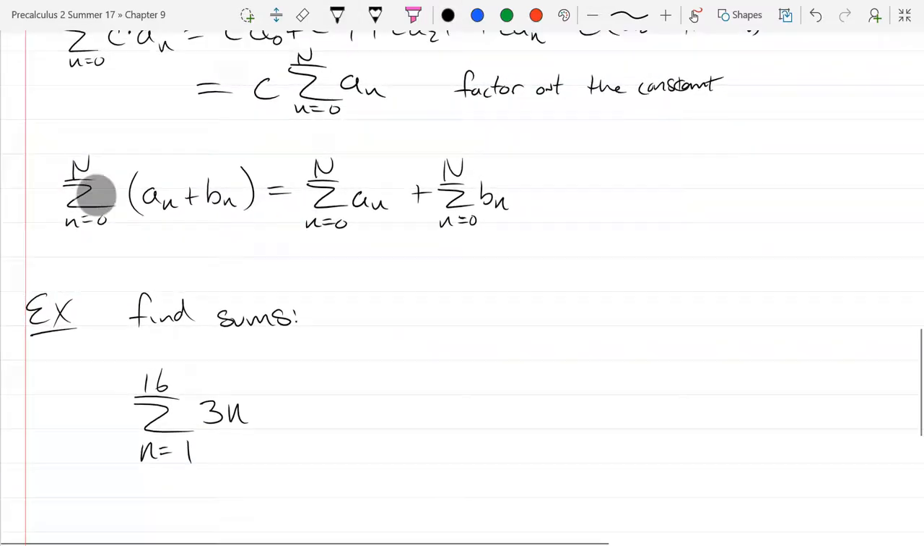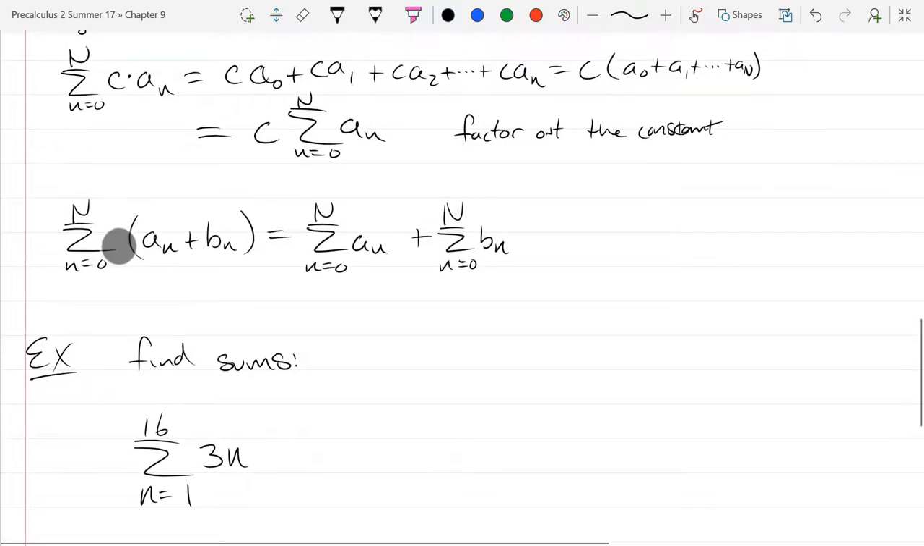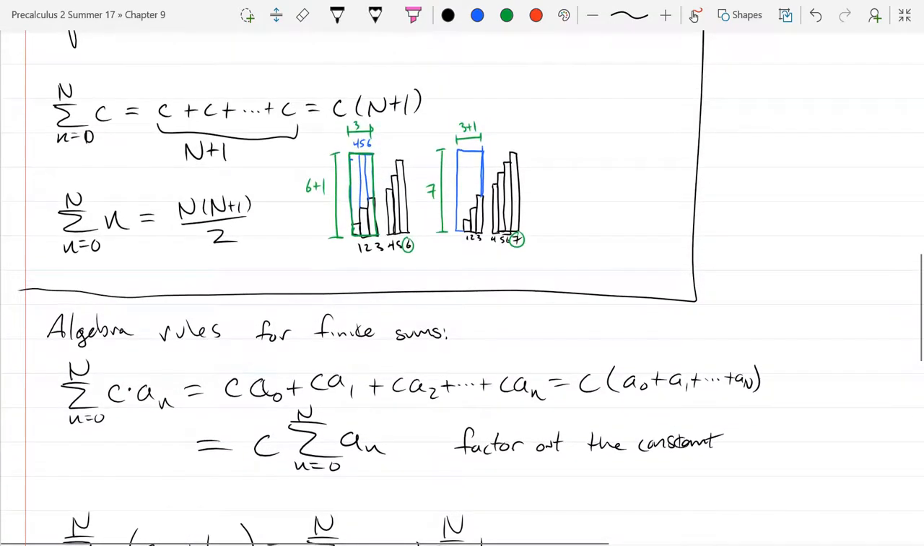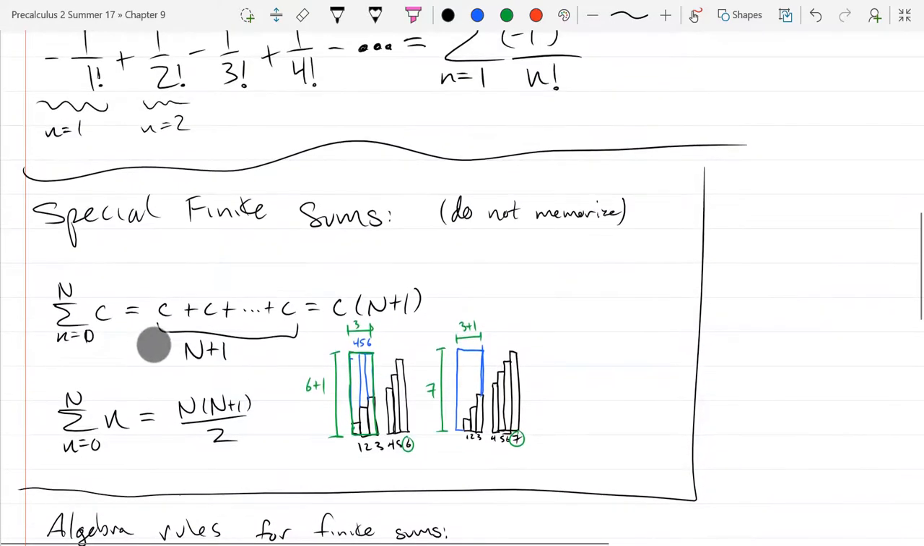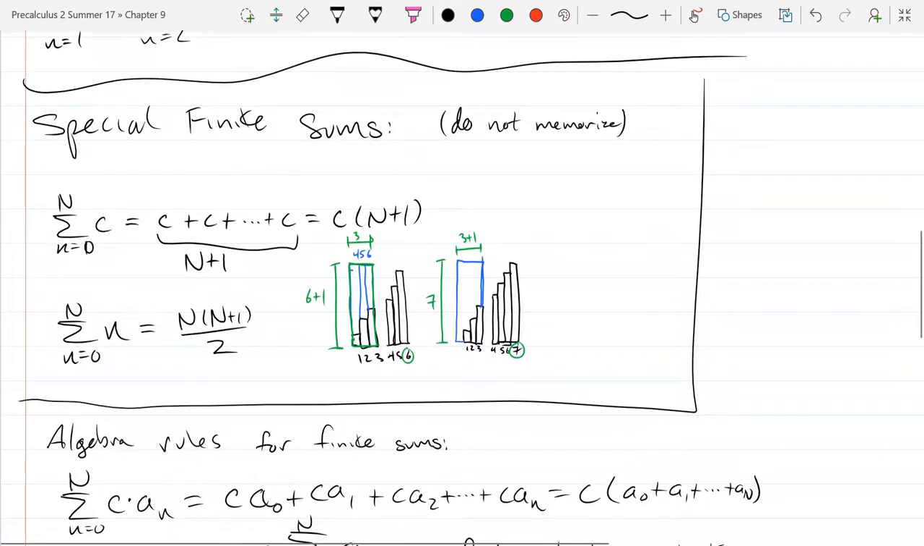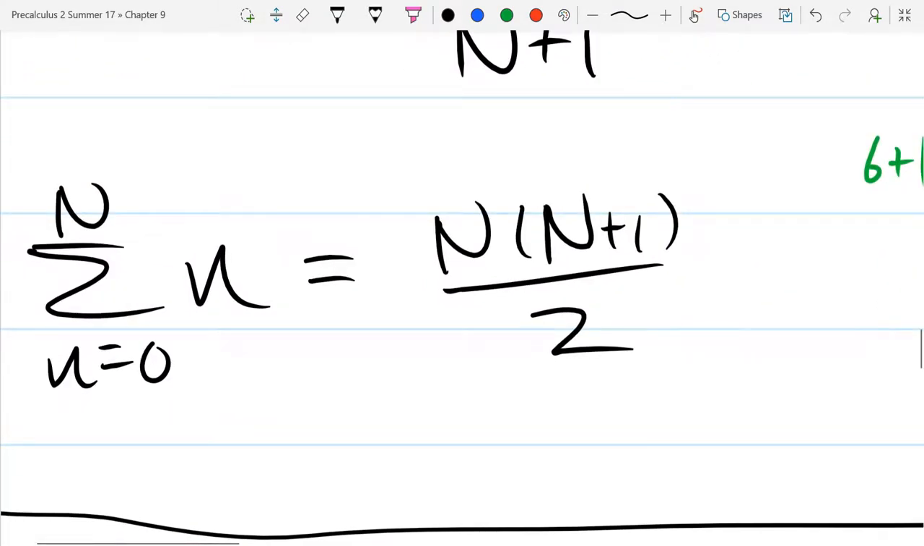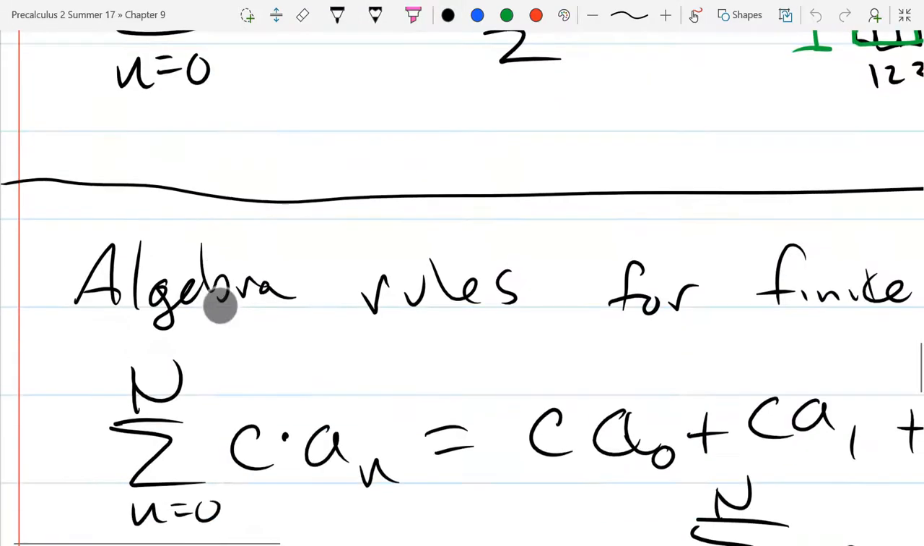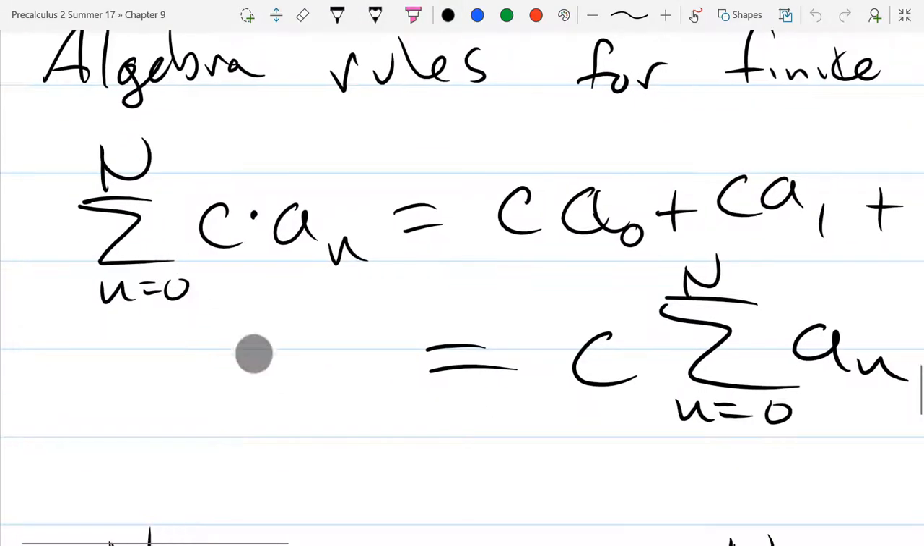So summation 3n for n equals 1 to 16. So we got a finite sum. This is good. All of our rules for finite sums. We don't quite have this. What we have is 3n, which we can't just write a 3 on top of that. So what we're going to do is use that, but we're also going to use this factoring property right here.